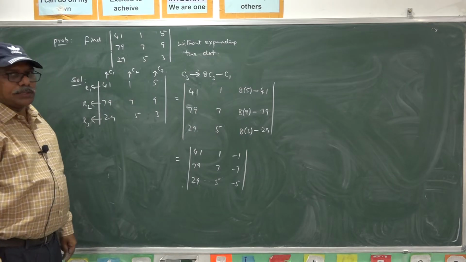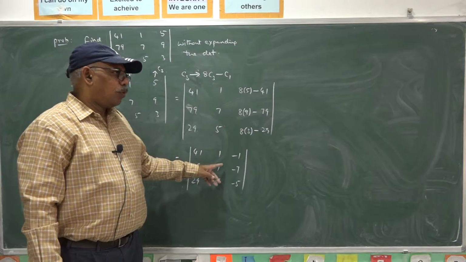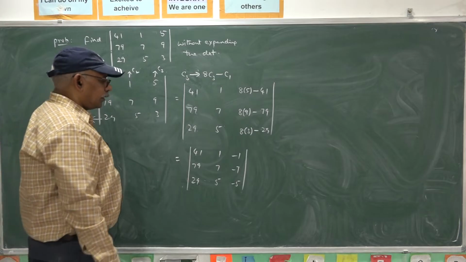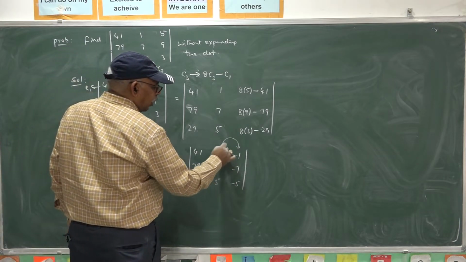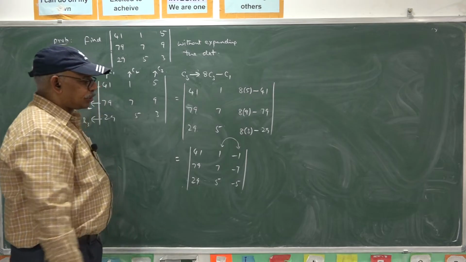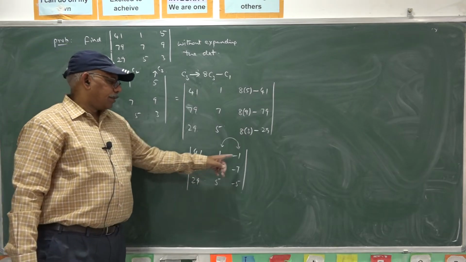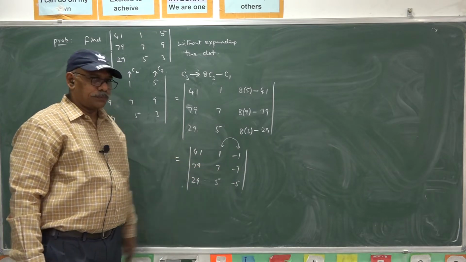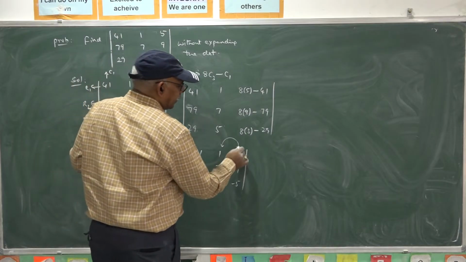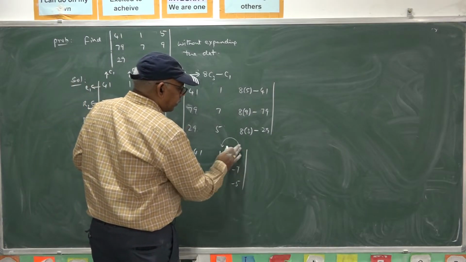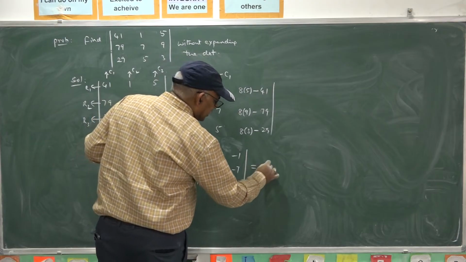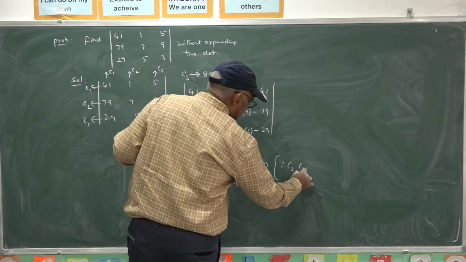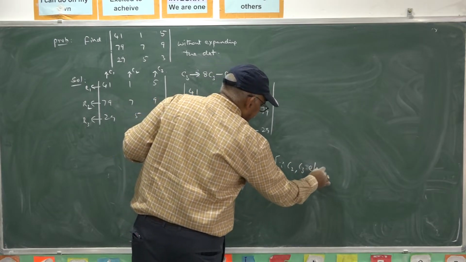By this transformation, we get the third column as minus 1, minus 7, minus 5. Here you can observe that these two columns are proportional. Once you multiply the second column with minus, you get this column. So these two columns are proportional. Hence, the determinant value is 0, since the C2 and C3 elements are proportional.